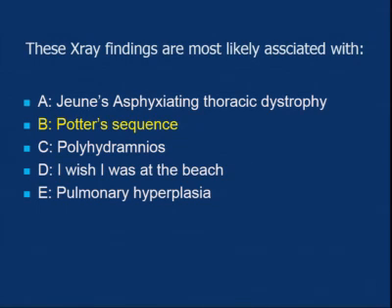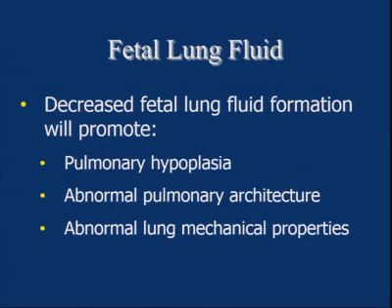The correct answer is Potter's sequence, in case you didn't notice. So basically you had a baby who has all kinds of air leaks, a chest that is really, really tiny. That baby did not have a lot of lung fluid, did not have a lot of amniotic fluid, and that is a restriction of lung growth because of lack of space. Dr. Potter was a pathologist and described this syndrome in 1946.